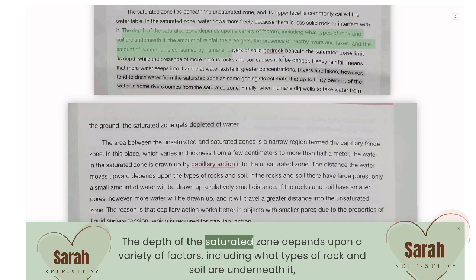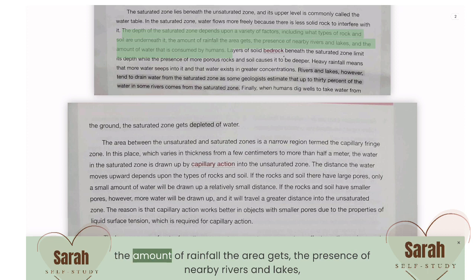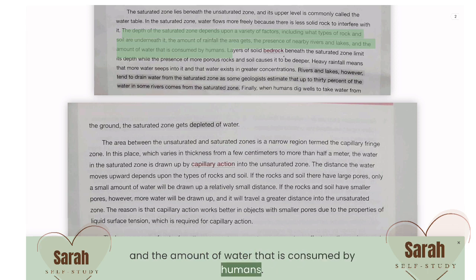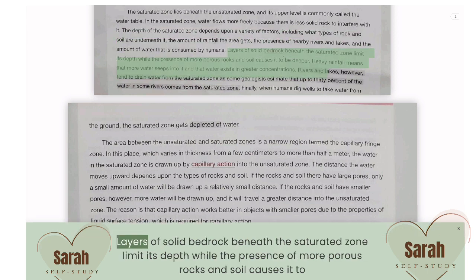The depth of the saturated zone depends upon a variety of factors, including what types of rock and soil are underneath it, the amount of rainfall the area gets, the presence of nearby rivers and lakes, and the amount of water that is consumed by humans. Layers of solid bedrock beneath the saturated zone limit its depth, while the presence of more porous rocks and soil causes it to be deeper.